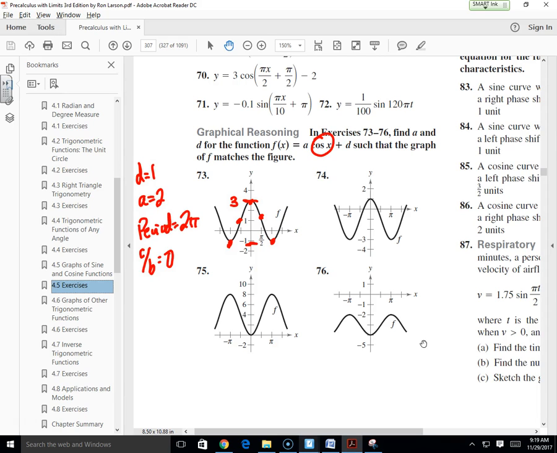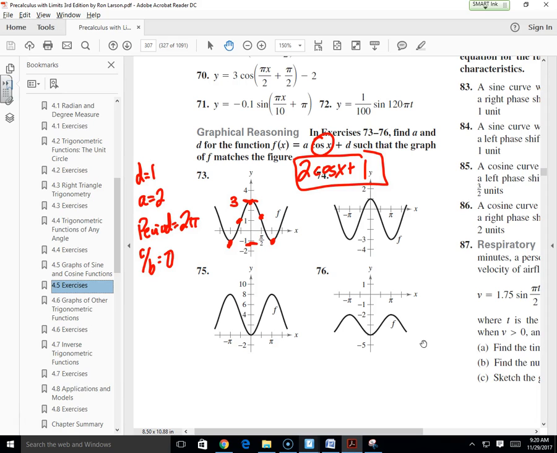But the nice thing is, they already told me, guess what? There's no period change because they didn't let me have a B. And there's no horizontal shift because they didn't let me have a C over B. So I'm like, okay, whatever. My A is 2. And my D is 1.